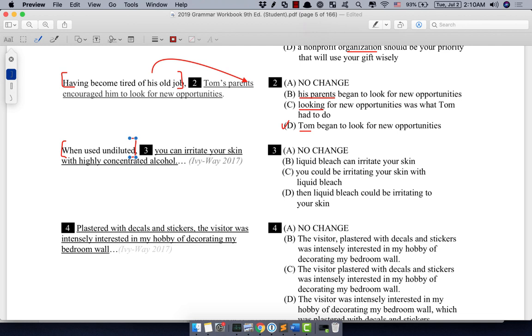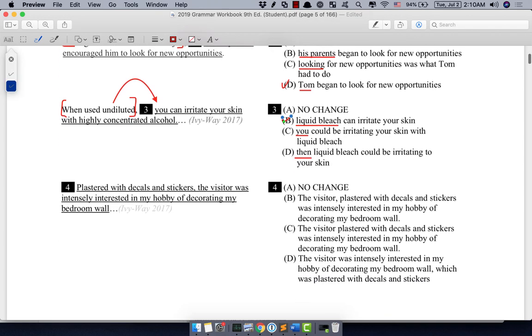Okay, so when used undiluted, and you have a modifier here, so what is A in the original sentence? What does when used undiluted describe? This describes you. But is it correct? This is saying you are being used undiluted, but this should be something, not someone, being used undiluted. So A is wrong. B has liquid bleach. C has you. And D has then liquid bleach. Kind of weird having the word then here. So which one is the right answer? The right answer is B, liquid bleach. Okay.